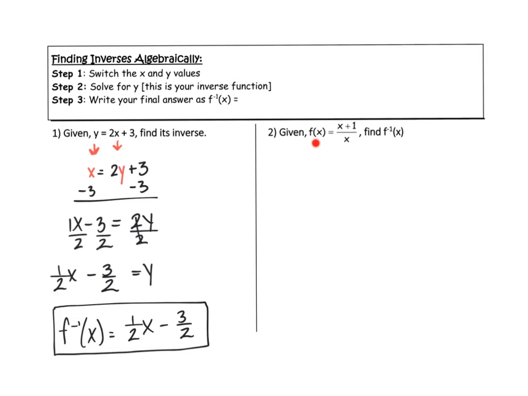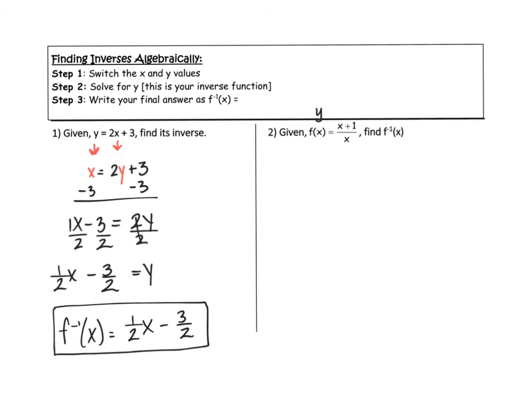Example number 2. Here's our f of x. They want us to find our f negative 1 of x. Notice how sometimes they'll say inverse and then sometimes they'll say f negative 1. So you need to know that inverse means f negative 1 and that this inverse will turn into that notation at the end. So we've written this example as f of x, and we know that f of x is the same thing as saying y equals.